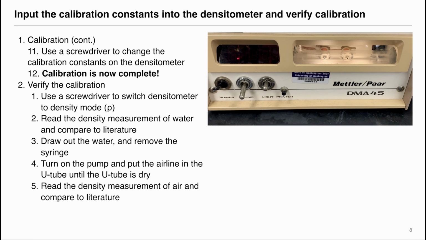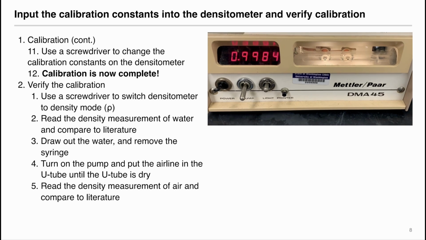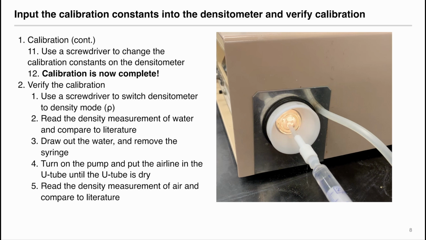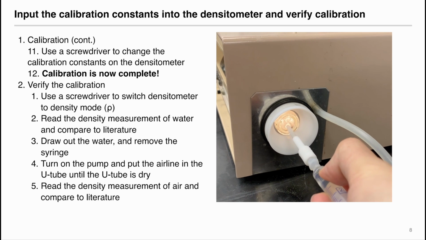Remember, we still have water in the U-tube, so now it will display the density of the water, and it should match the literature value of around 0.998. We can then draw out the water and remove the syringe.